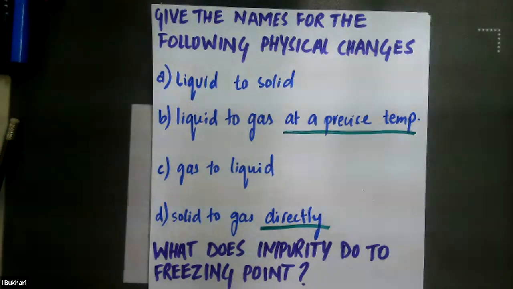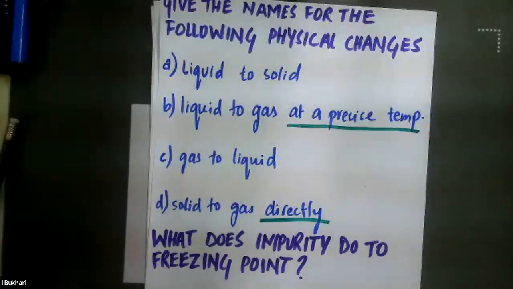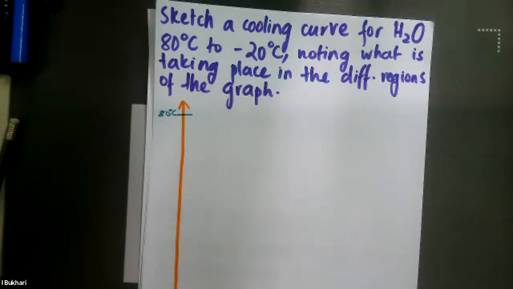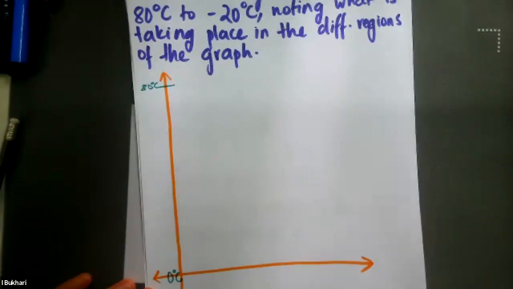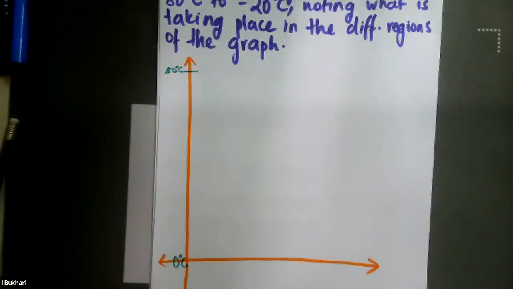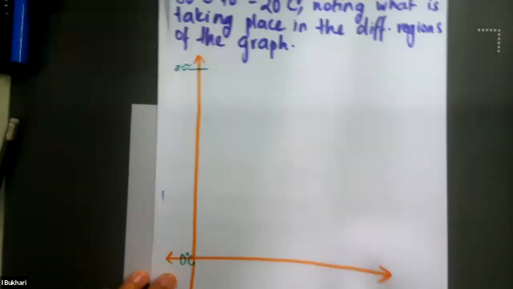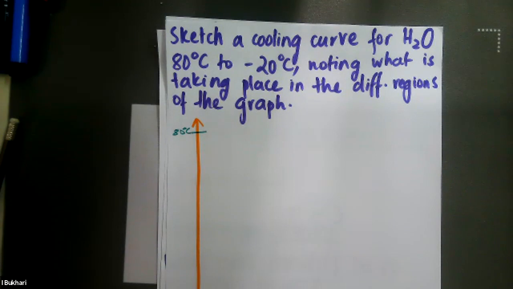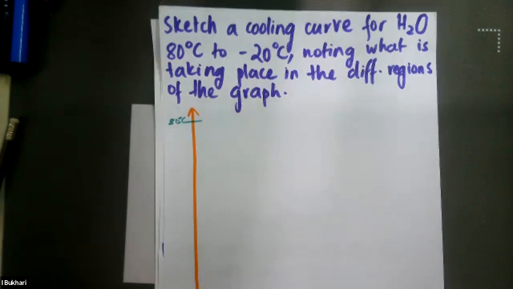Okay, move on, Sundus. This question we already did, so this is the next question. Sketch a cooling curve for water from 80 degrees Celsius to minus 20 degrees Celsius, noting what is taking place in the different regions of the graph. I'm going to draw the graph, and I want someone to work it through with me. Vanya, do you want to do that? Momina? Can you please repeat the question? Okay, so we have to sketch a cooling curve for water from 80 degrees Celsius to minus 20 degrees Celsius, noting what is taking place in the different regions of the graph.